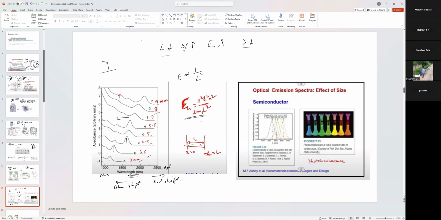So in this case, this will have larger particle size, will be red, will be more than the blue.